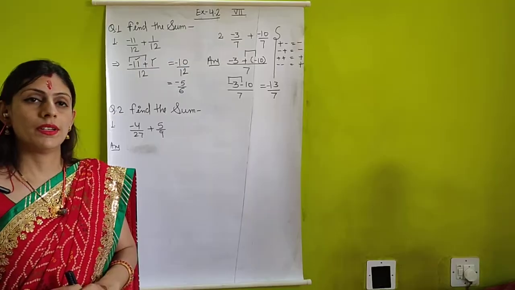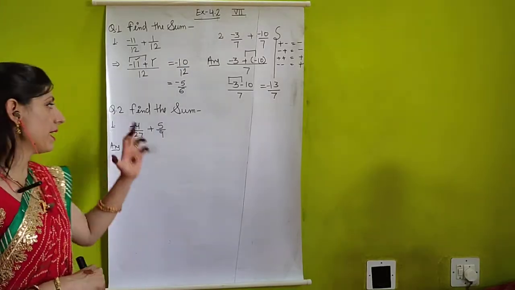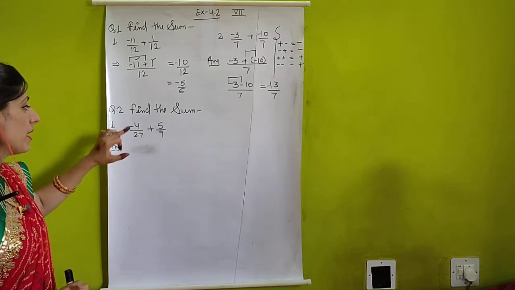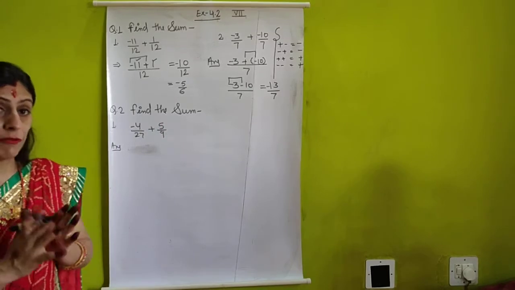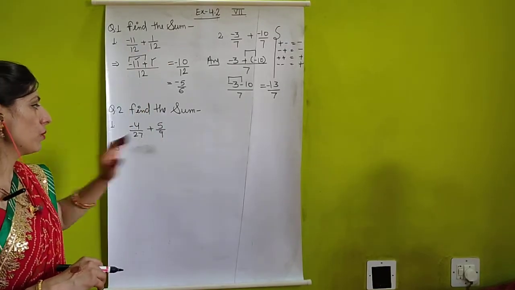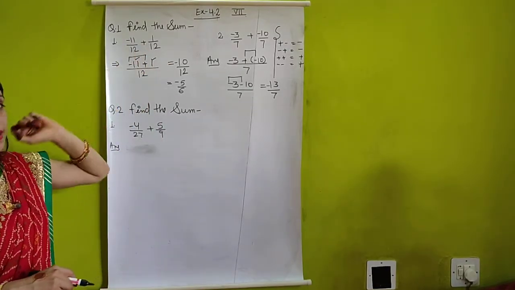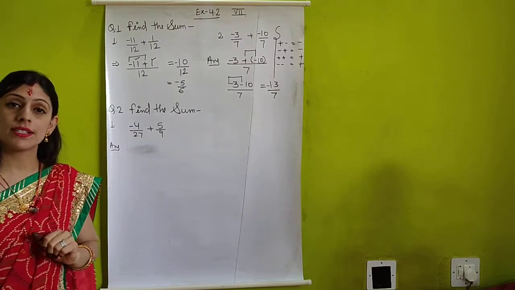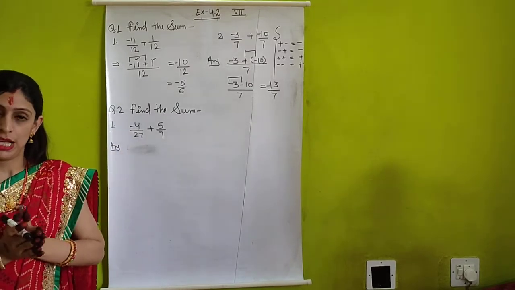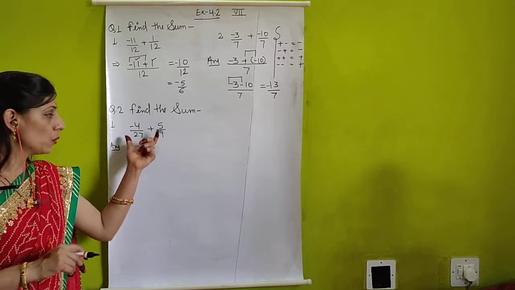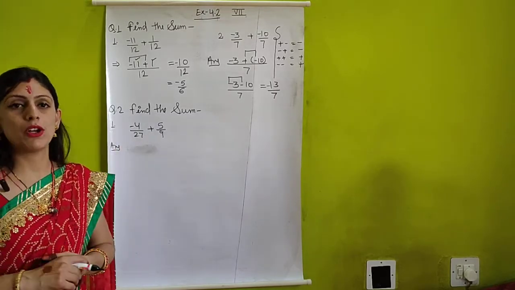Okay students, in question number 2, again find the sum. Part 1 is minus 4 upon 27 plus 5 upon 9. The difference between question number 1 and question number 2 is, here the denominators were the same, but here the denominators are not the same. Here 27 and 9, both denominators are different. So here students, you will take the LCM and make the denominators the same.